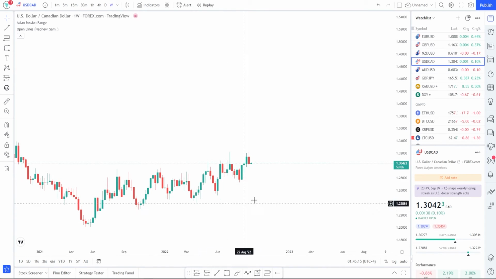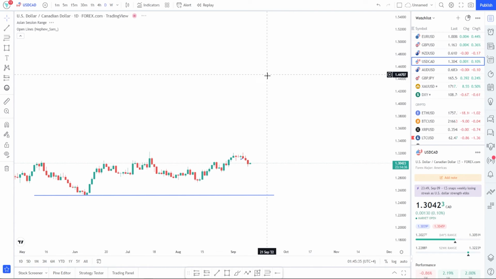Now again, as we can see, we're still bullish, we still haven't turned bearish completely on the USDCAD. We still need to break this low in order for us to convert bearish on the USDCAD. So still I'm considering USDCAD to be bullish. I'm not considering USDCAD to be bearish.